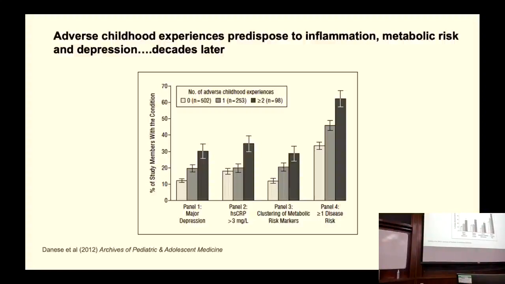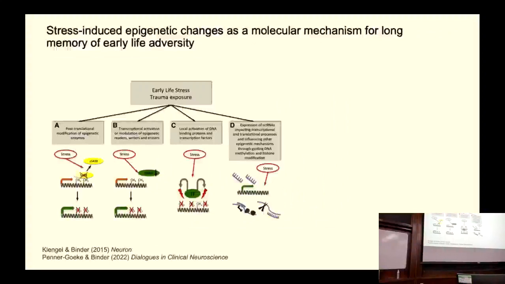You can see that if you had more than two adverse childhood experiences, as an adult you were at increased risk of major depression, increased risk of physical disease, increased metabolic risk, and increased CRP. So more inflammation in adult life following childhood exposure to adversity.